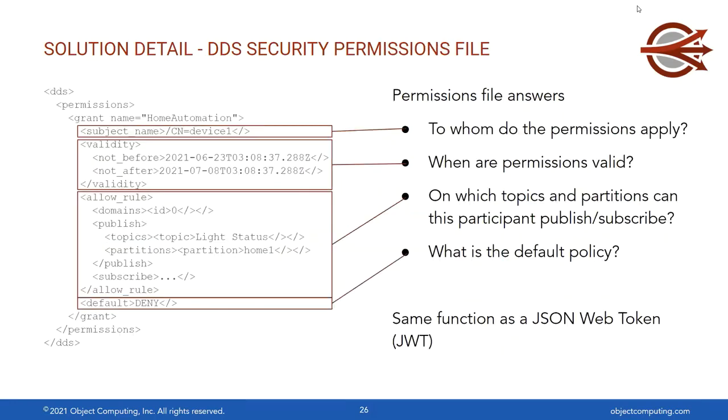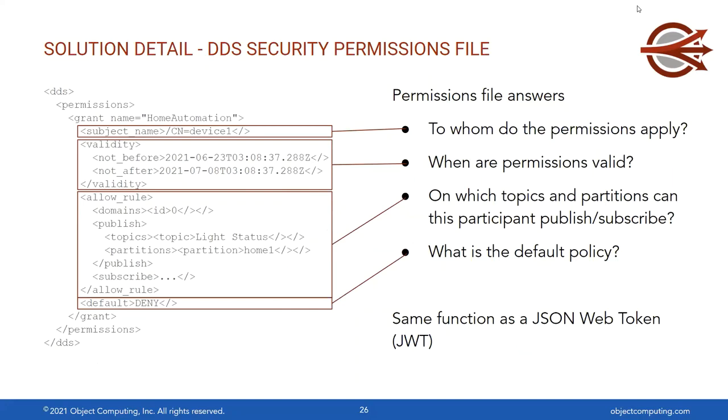So that's the governance. We now move on to the permissions file. The permissions file says what a specific participant has. So it identifies to whom the permissions apply. In this particular case, it agrees with their public certificate. It says when the permissions are valid, and which topics and partitions this participant can publish and subscribe.